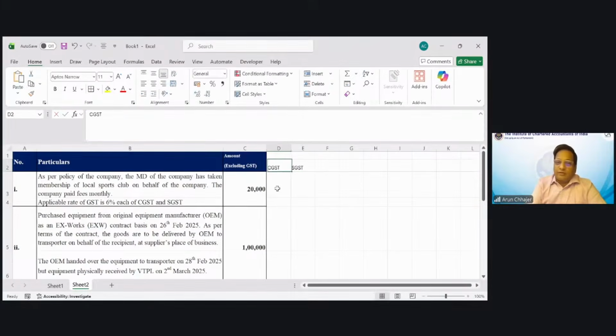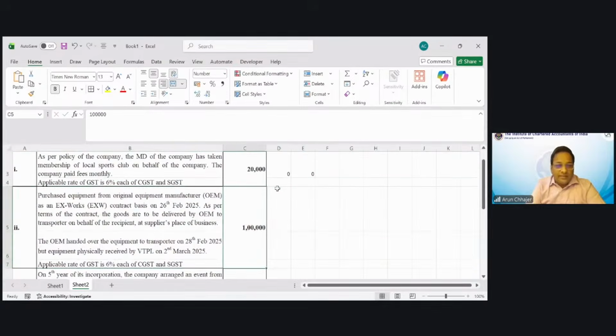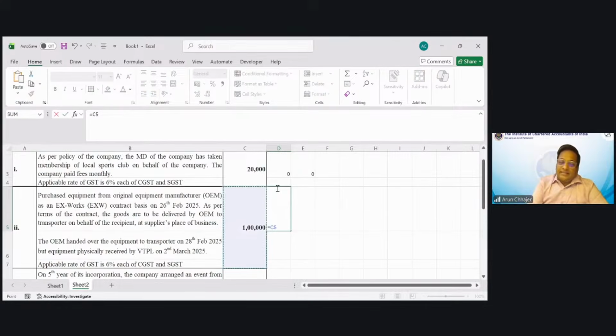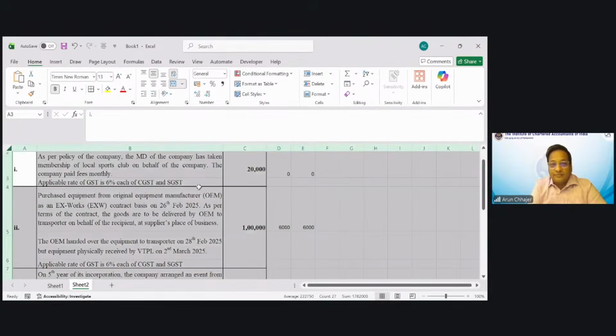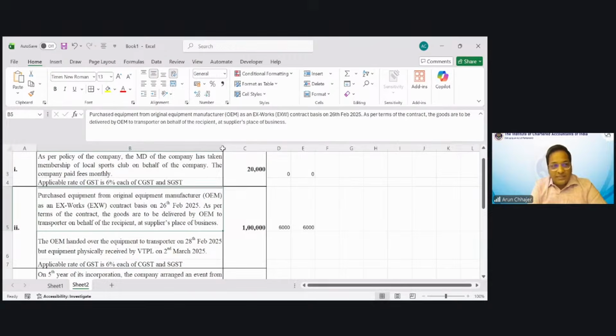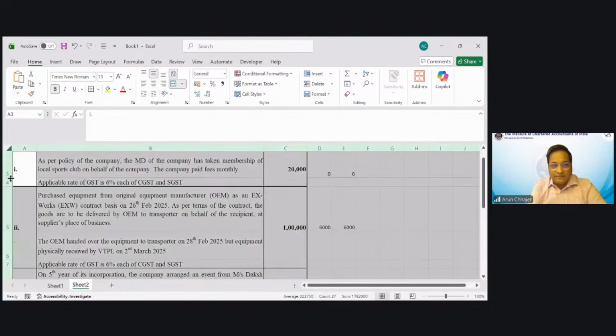So I am not required to calculate here. Nil, nil. Now tell me, it was X work and in Fab it will be eligible to claim the ITC. Can I say 1 lakh into 6% CGST and 6% SGST? He was eligible to claim the ITC in the Fab, right now.